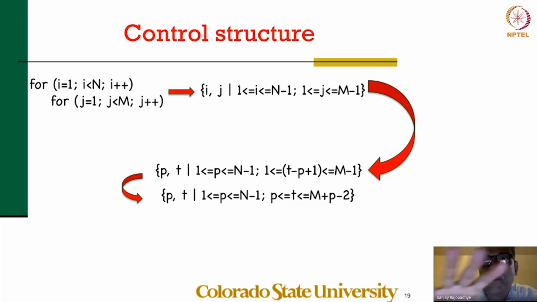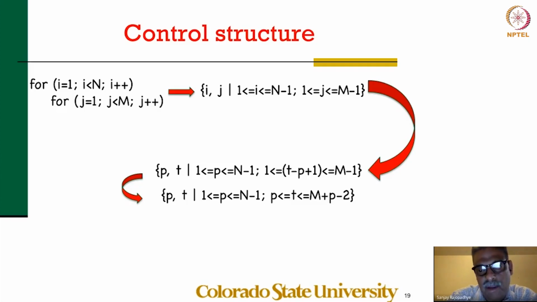So given a polyhedron and a transformation, what we do is we find its image by that transformation by really computing the inverse of that transformation and plugging it into the constraints of the original polyhedron. All right. So we have solved the first problem, which is how to figure out the constraints of the transformed iteration space.